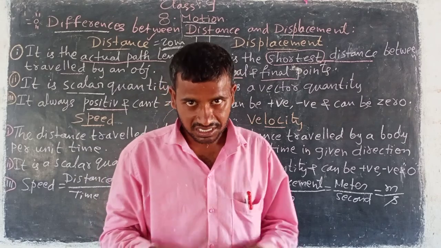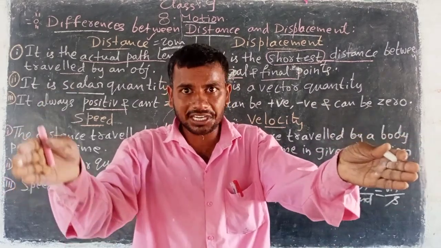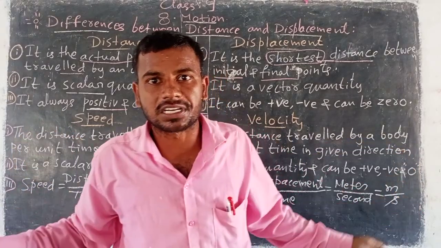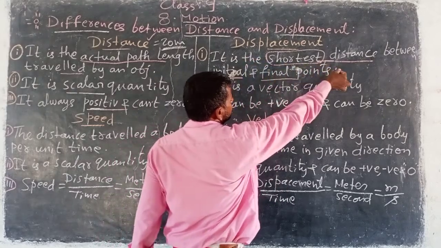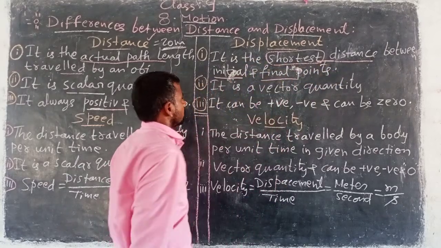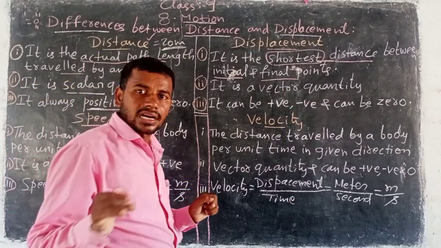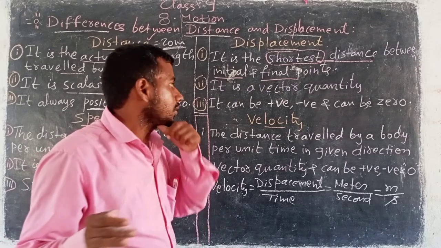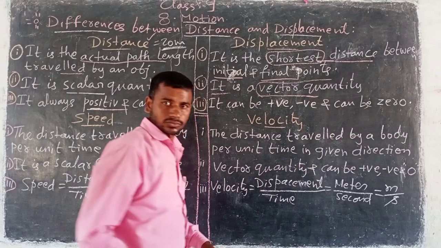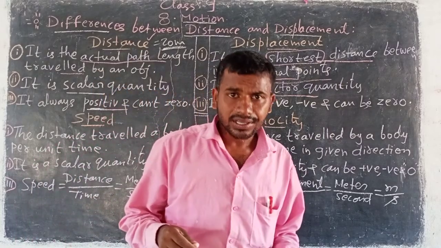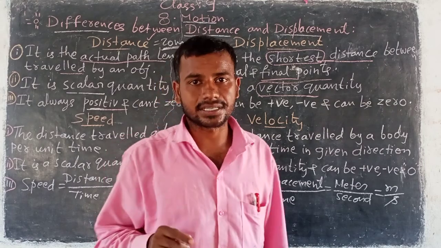Why? Because the distance between the initial point and the final point is called displacement. So, displacement is the shortest distance between the initial point and the final point. Under which quantity will it come? Look here. It is a vector quantity. Why? Because a vector quantity compulsorily has direction.